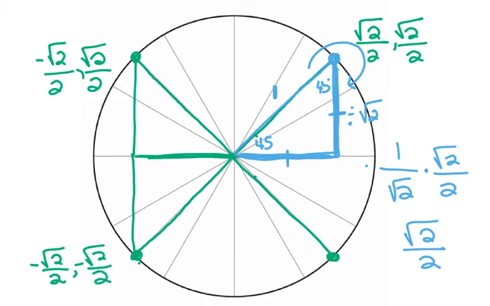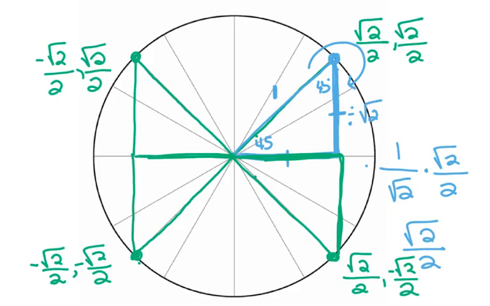And last but not least, quadrant 4, we are positive on the x, we are negative on the y, so we're at the square root of 2 over 2, and negative square root of 2 over 2. So those are all of our 45-degree angles.